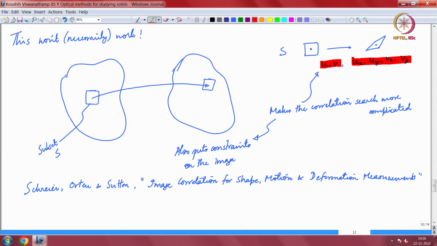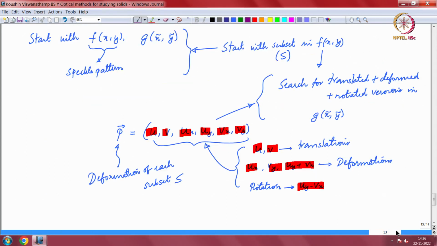Now, this makes the search a little bit more complicated because you have 6 variables, but additionally it also puts constraints on the image. So, you can't have any type of image in which you can get a successful search, and we discussed 2 of these problems. I had introduced this reference by Sutton and others, and I showed you a couple of problems, the correspondence problem and the aperture problem.